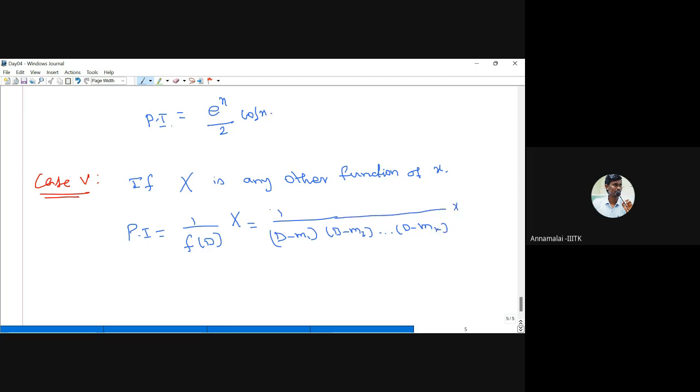Now you have to apply partial fraction to this factor. So we get some constants, a1 by D minus m1 plus a2 by D minus m2 and so on. If I apply the partial fraction, we can rewrite this. Then you have to multiply this X into each term, and then we get 1 by D minus m1 into X. We know how to solve it. Okay. So, any doubt?